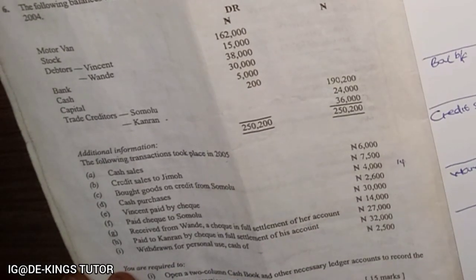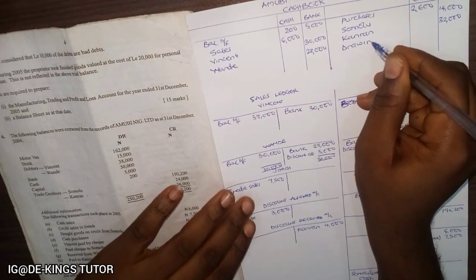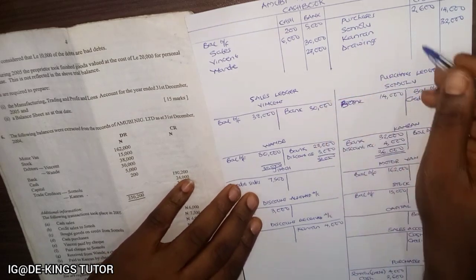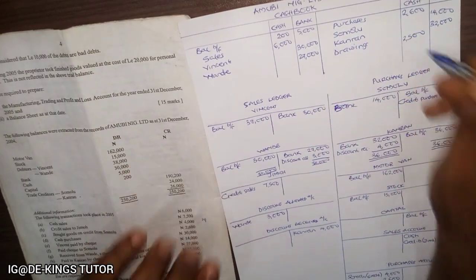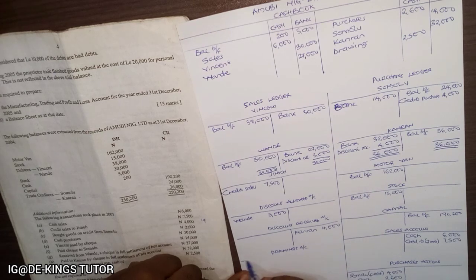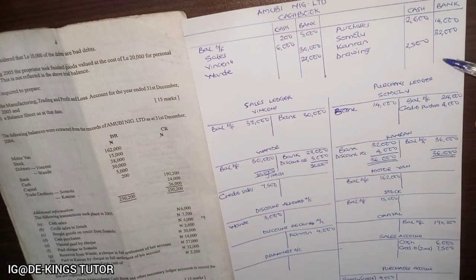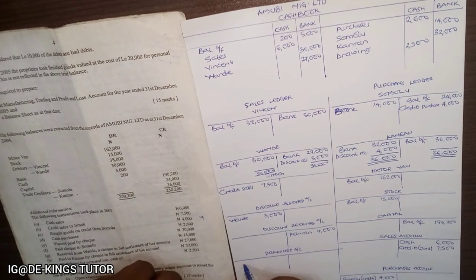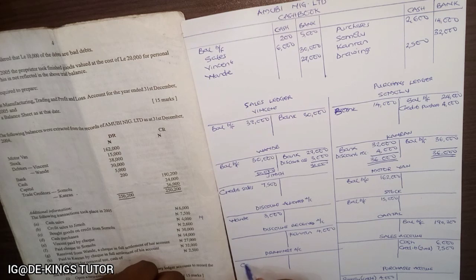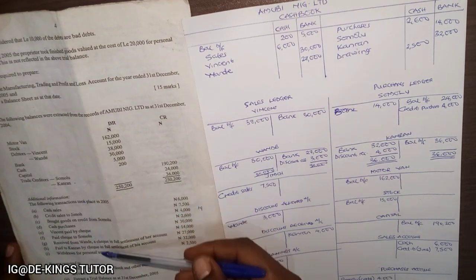Withdrawn for personal use, cash, 2,500. Okay, so that's what? Drawings. So drawings will be here. Drawings, cash, 2,500. So we'll have 2,500 here. The corresponding entry will come to the drawings account. So we'll have drawings account. If we have drawings account, we have cash here. So we have cash, 2,500. Okay, so that is the whole transaction.